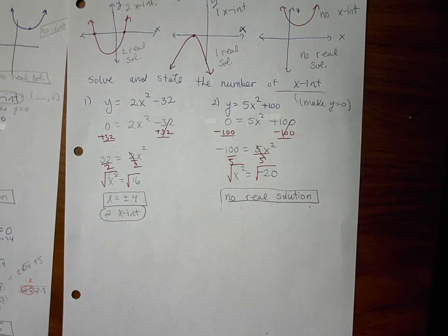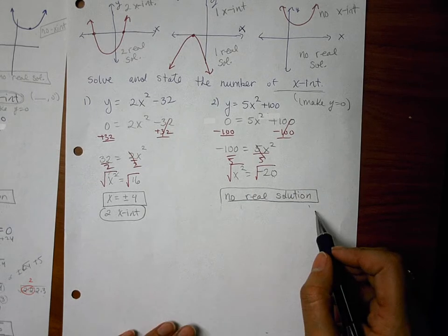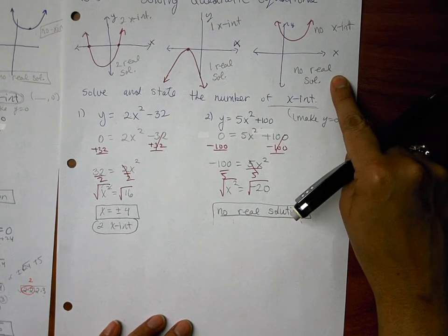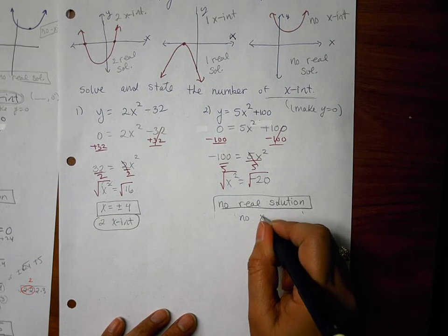5 times 5 is a positive 25. Negative 5 times negative 5 is still a positive 25. Two numbers that are exactly the same multiplied together would never equal a negative number. No real solution. What does that mean about my x-intercepts? There are none. No x-intercepts.